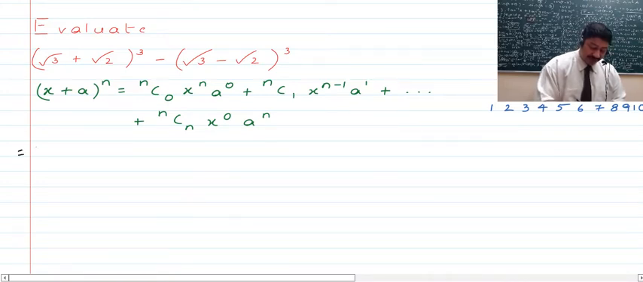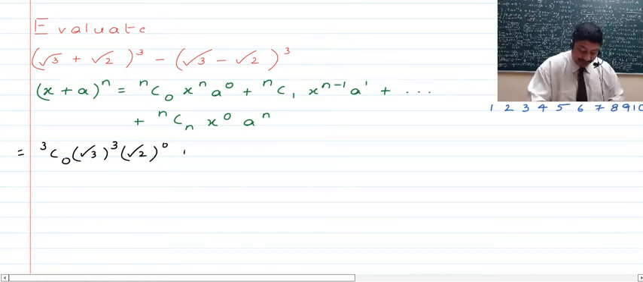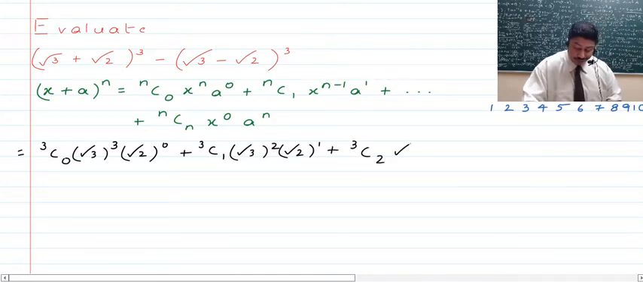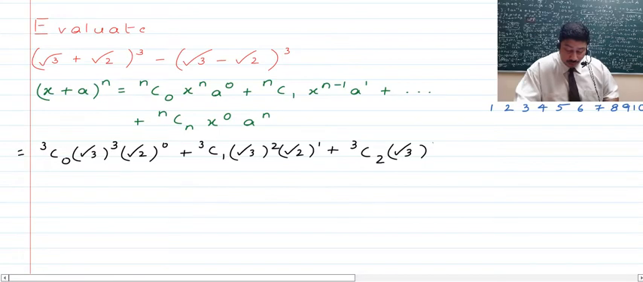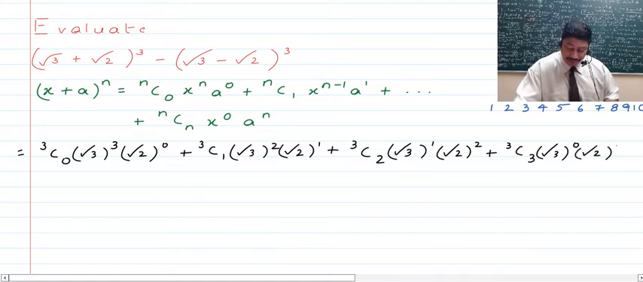Now in the first step, we will talk about 3C0 root 3 raised to the power 3, root 2 raised to the power 0, and then we have the second term as 3C1 root 3 raised to the power 2 and root 2 raised to the power 1, plus we have 3C2 root 3 raised to the power 1 and root 2 raised to the power 2. Then further we have the last term, which is 3C3 root 3 raised to the power 0 and root 2 raised to the power 3.